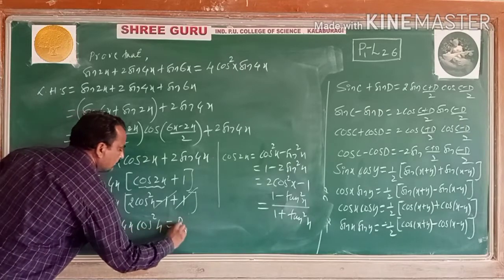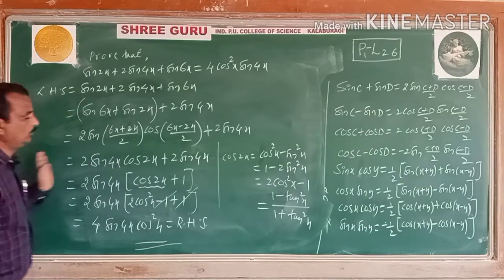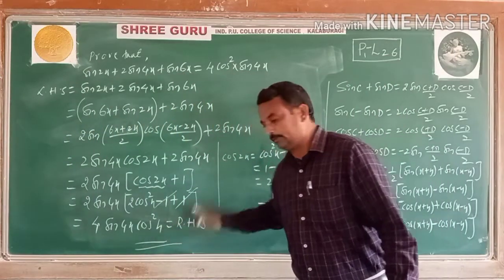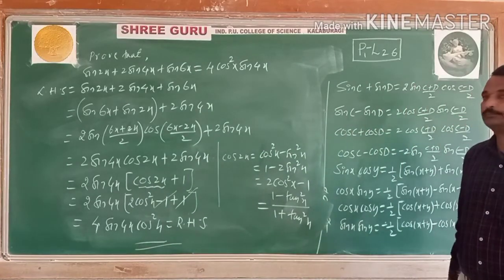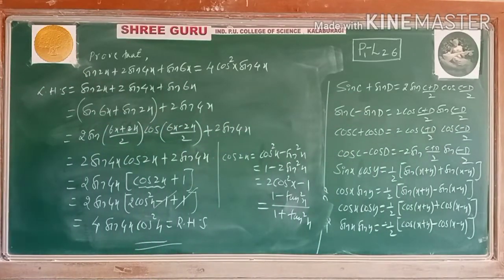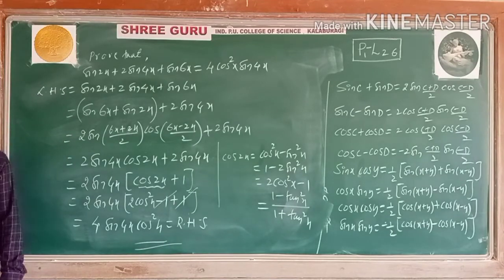This is your RHS. This is 2 sin 4x into cos square of x. This is your RHS, students. Next, come to the next example, students. Let us go for the next example.